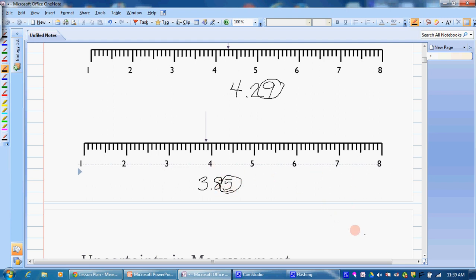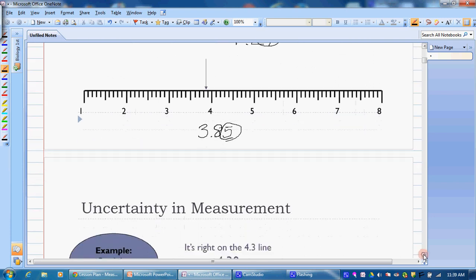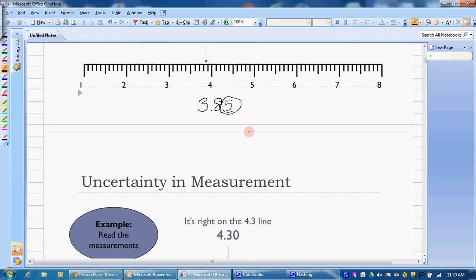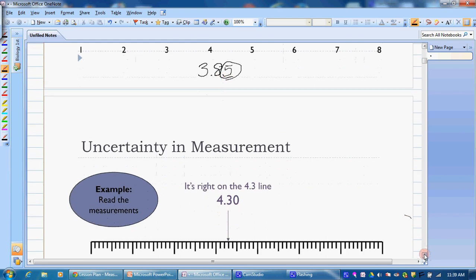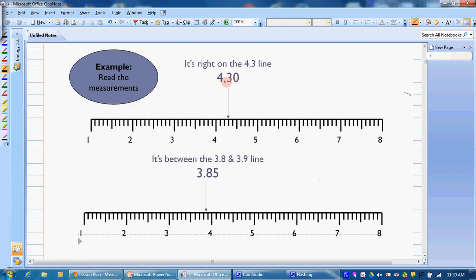That's how you use a centimeter ruler correctly. You write down your centimeters, you write down your millimeters, and then you estimate that last digit. Here they felt the line was exactly on the 3, so they put 4.30. Here they felt like it was exactly in the middle, so they put 3.85.